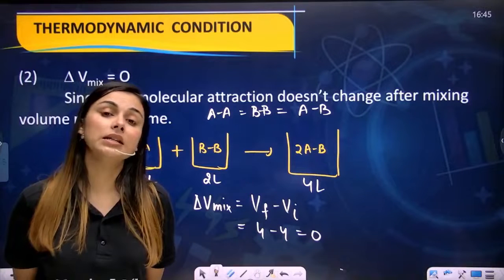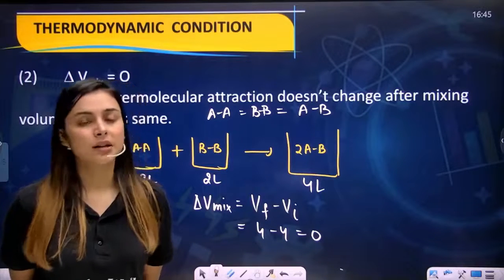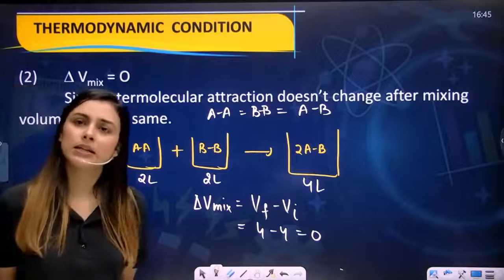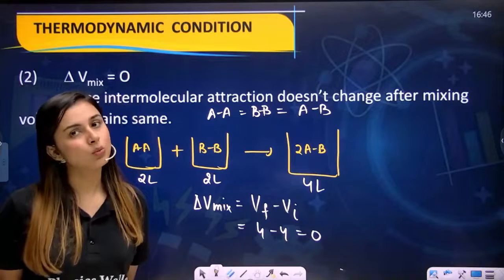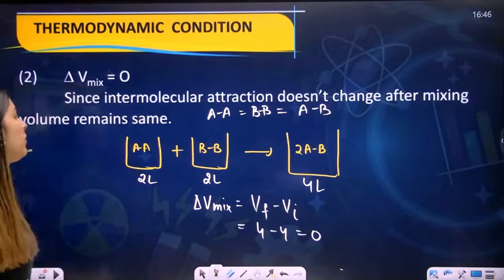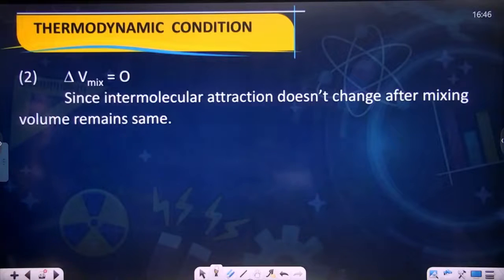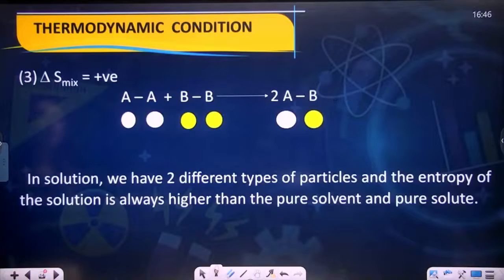The reason is it has the same equal interactions. Since the intermolecular attractions don't change after mixing, volume remains the same. I hope this is clear. You can write this and then we'll move forward. Now, delta V mixing is done. Now, let's talk about delta S mixing.